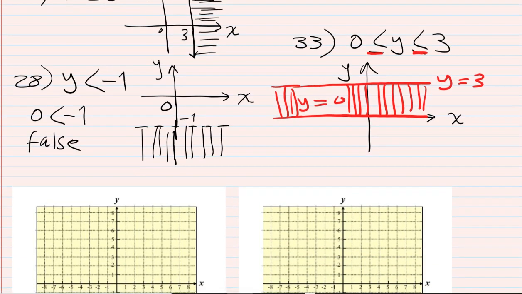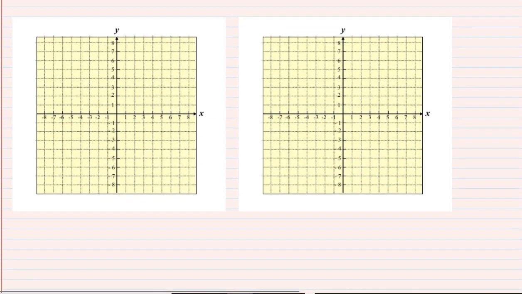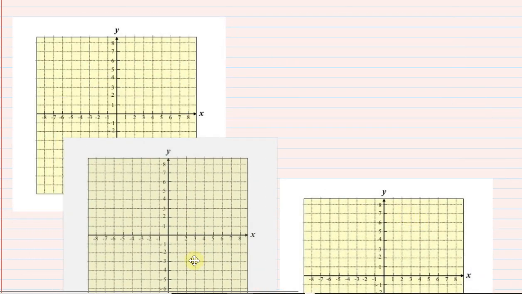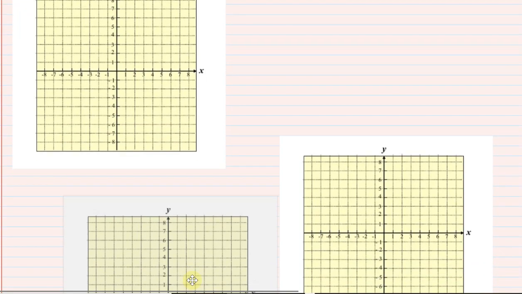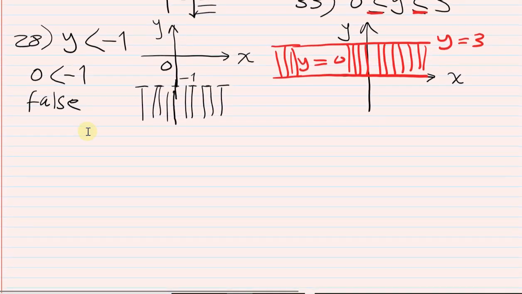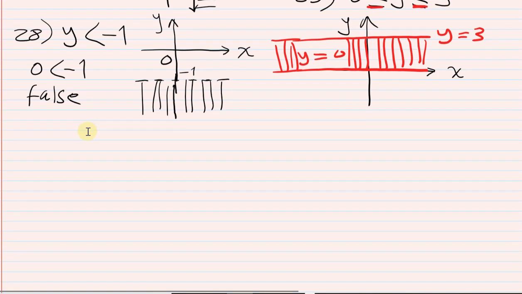Okay. Now let's take a look at a system. So I was going to do a couple more. That's why I have these grids all ready to roll. They're both lined up. Go to task. Okay, so let's take a look at an exercise.